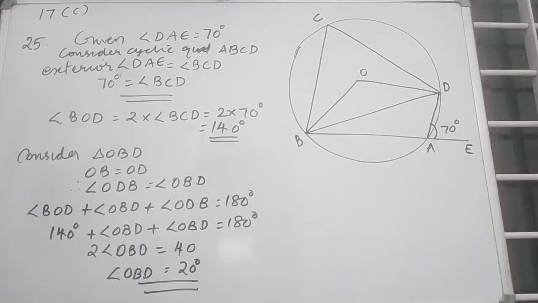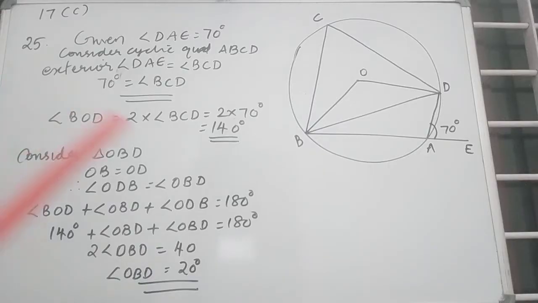We are continuing exercise 17C. Now we are doing question number 25. In the given figure, O is the center of the circle. Angle DAE is equal to 70 degrees. Find, giving suitable reasons, the measure of first angle BCD, second angle BOD, third angle OBD.